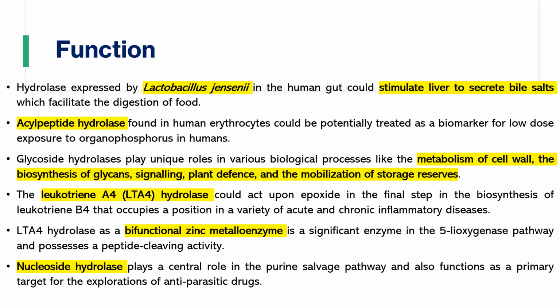Then we have leukotriene A4 hydrolase, which acts upon the epoxide in the final step of the biosynthesis of leukotriene B4. The leukotrienes, along with the prostaglandins and thromboxanes, are lipid mediators. Leukotriene A4 hydrolase acts as a bifunctional zinc metalloenzyme, and it is one of the important enzymes in the 5-lipoxygenase pathway. Nucleoside hydrolase plays a central role in the purine salvage pathway and also functions as a primary target for the exploration of antiparasitic drugs.